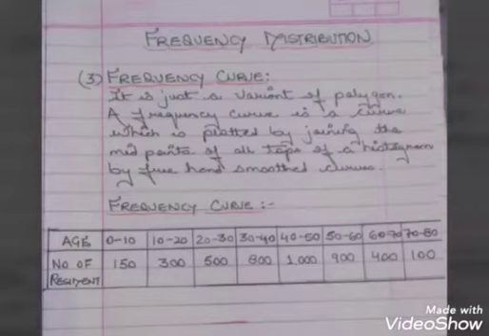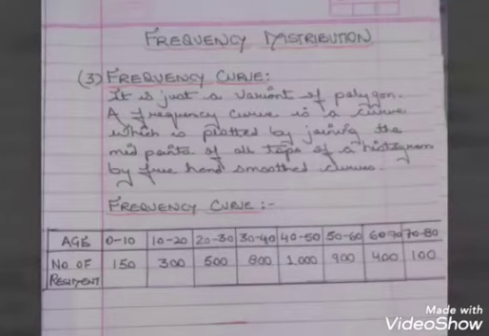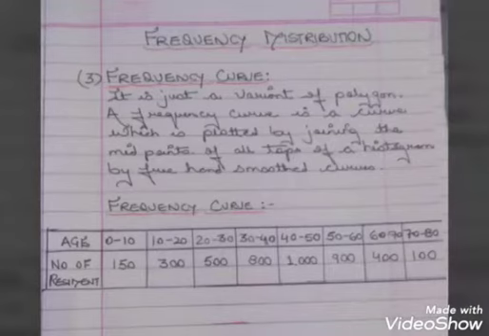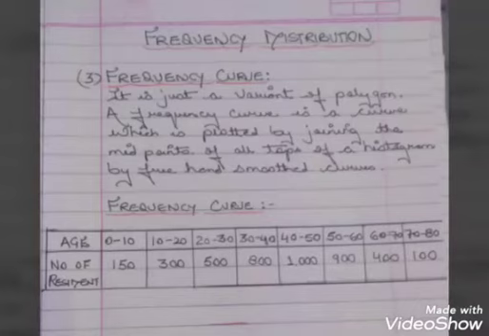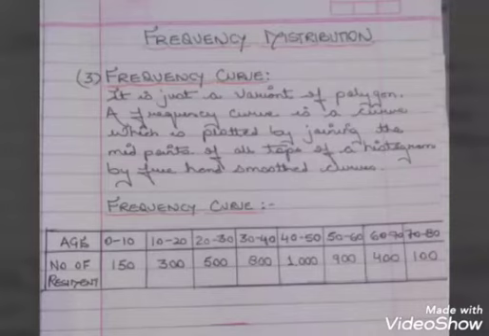So children, there is a basic difference between frequency polygon and frequency curve. Both frequency polygon and frequency curve are drawn by joining the midpoints of all tops of a histogram. But in case of a frequency polygon, if you all remember, we joined the points using a scale. That means we made a straight line. Whereas in case of frequency curve, we join the points but with a free hand. That is, we make a very smooth curve.